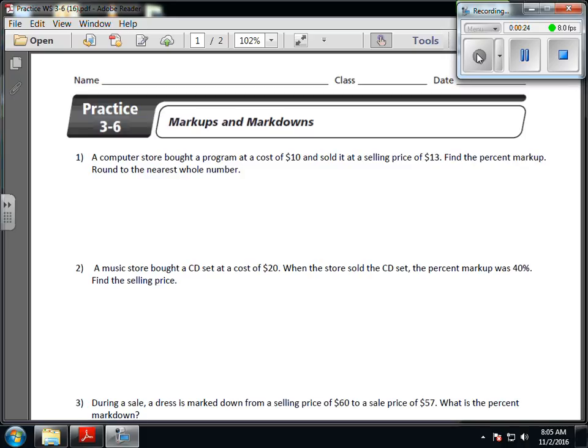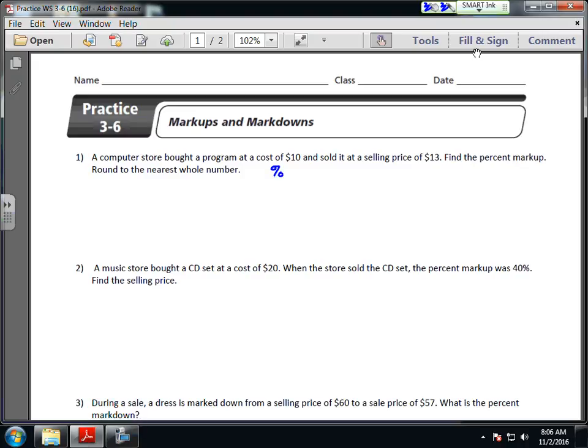Let's take a look at number 1. A computer store bought a program at a cost of $10 and sold it at a selling price of $13. Find the percent markup and round to the nearest whole number. All right, let's go ahead and use percent increase, because it did say find the markup. Up is an increase. Percent over 100 equals the amount of increase over the original amount.